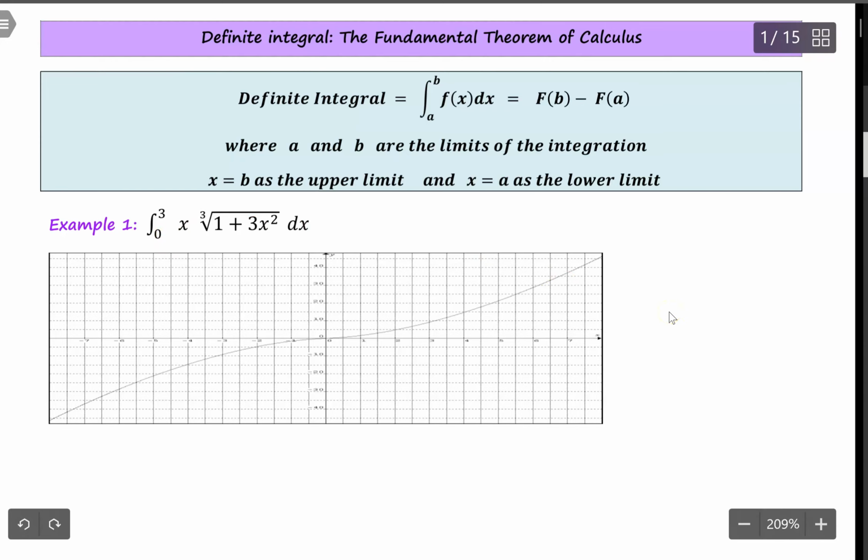So example 1, the integral from 0 to 3 of this function, and I sketched a graph for everyone here so that we can have an idea of what type of area we are dealing with. From 0 to 3 for this function, I will have to calculate roughly this area underneath this curve. Let me highlight this curve for everyone.